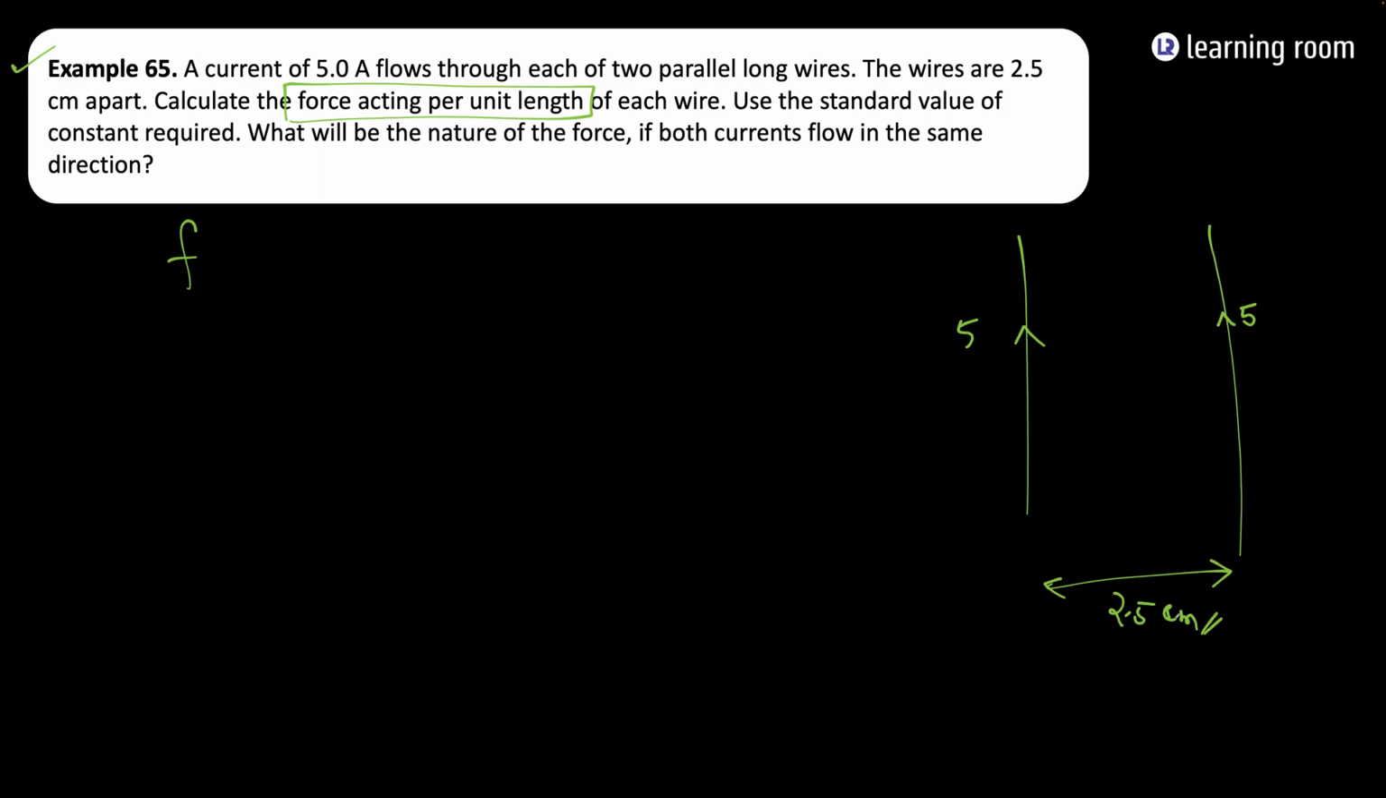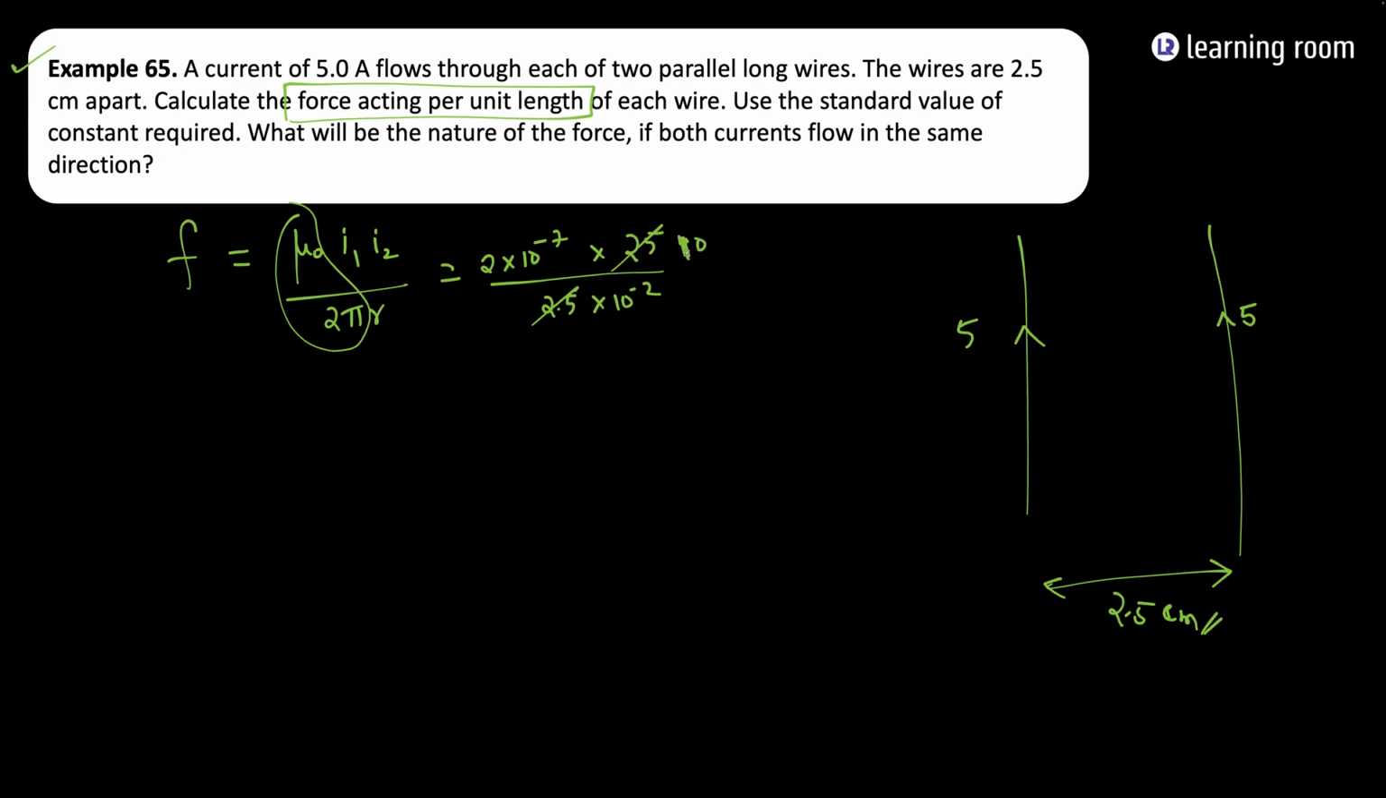So the force per unit length is what is asked. Small f is going to be equal to mu naught I1 I2 divided by 2 pi into R. So what is mu naught by 2 pi? It is 2 into 10 power minus 7 into I1 into I2. In this case, I1 and I2 both are 5, so it is going to be 25, the whole divided by R, which is 2.5 into 10 power minus 2. 2.5 will cancel this 10 times. So it is 2 into 10 power minus 7 into 10, which is 10 power minus 6. Then 10 power minus 2 goes to the numerator, so 10 power minus 6 into 10 power 2 is 10 power minus 4 Newton per meter. Be careful with this. It is not Newton, it is Newton per meter.